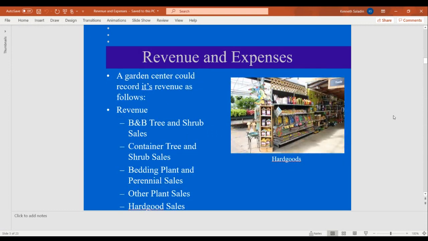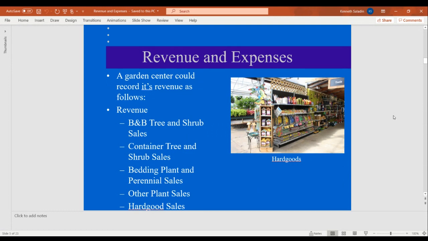Another example comes from a garden center. A garden center could record its revenue as follows. They may have a separate category for Baldwin burlap trees, Baldwin burlap shrubs, container grown trees and shrubs, annual bedding plants and herbaceous perennial plants. Maybe they sell foliage plants, but not a lot, so they might put foliage plant sales under a category called other plant sales.